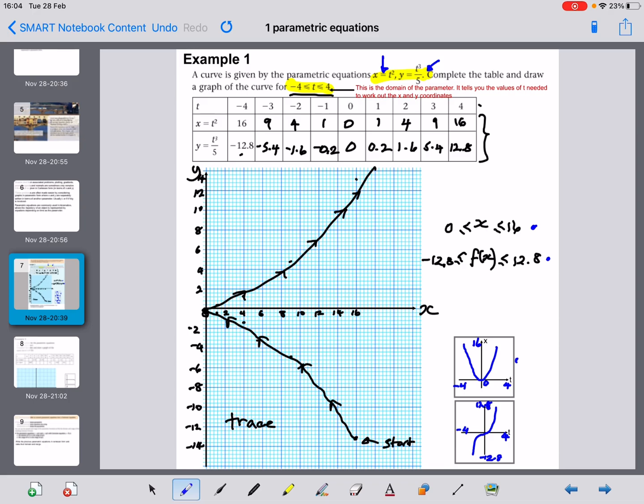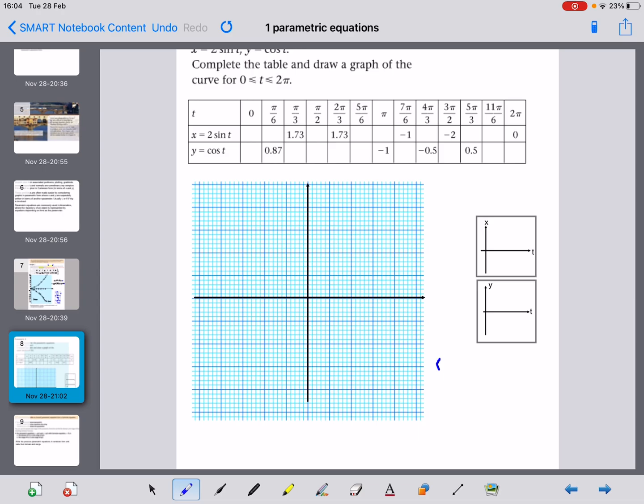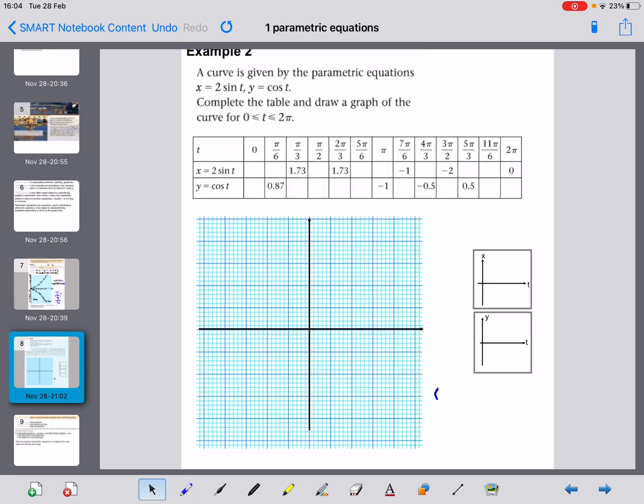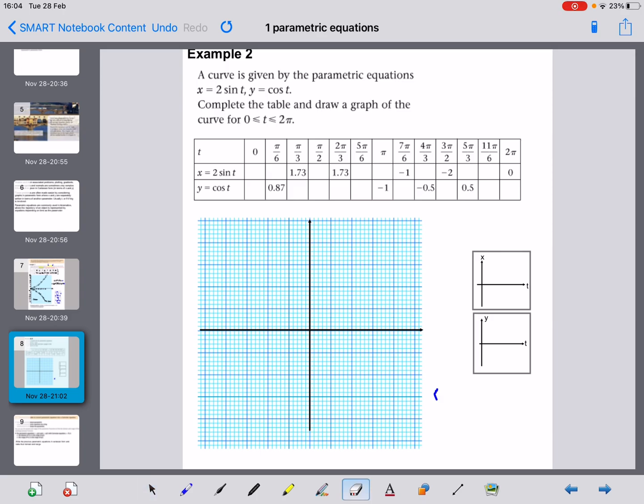Okay, let's have a look at another one and we can put that into practice. So we have a curve given by parametric equations x equals 2 sine t and y equals cos t. Complete the table and draw a graph of the curve for t between 0 and 2 pi. So again, this is our domain of the parameter. So we have t values going from 0 up to 2 pi, and you can see it's going up in pi on 6s, so we're in radians. Okay, part of the table's been drawn in.